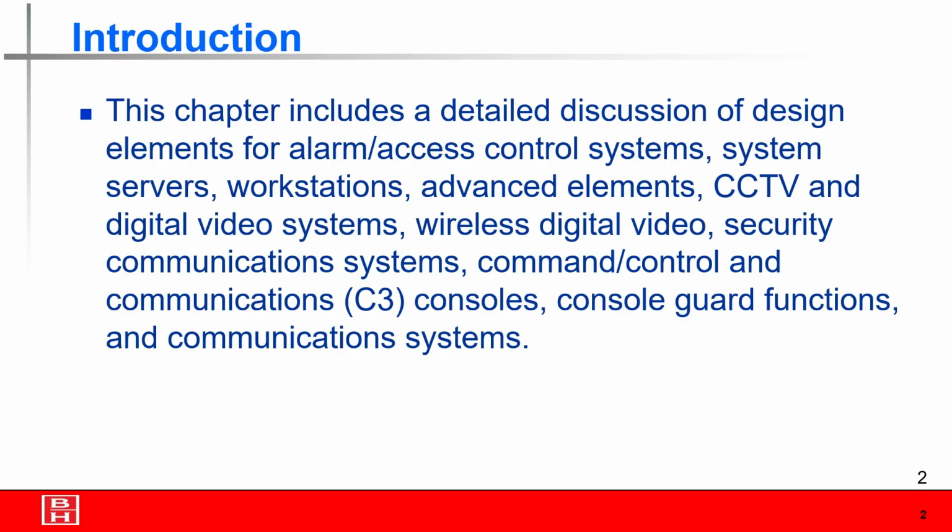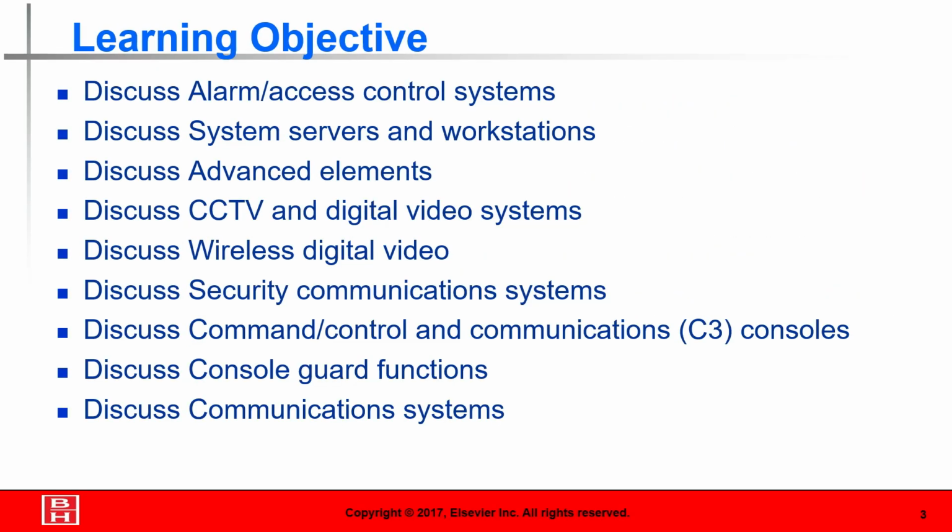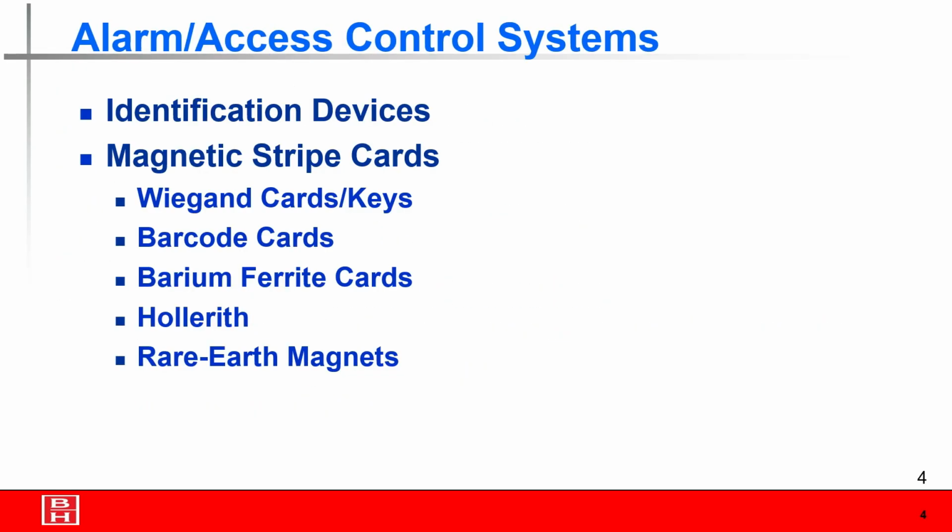So this chapter will discuss the design elements for alarm, access control, system servers, workstations, advanced elements, closed caption TV, digital video, communications, consoles, servers. So everything that we've been touching on, we're going to kind of give it an overview. So this is everything we're going to look at: the alarm system, servers, closed caption TV, console guards, a little of everything that we've been looking at. Let's get a look.